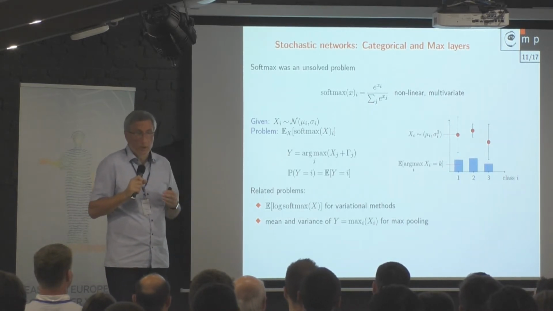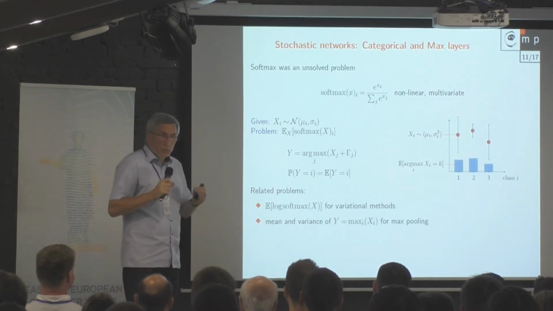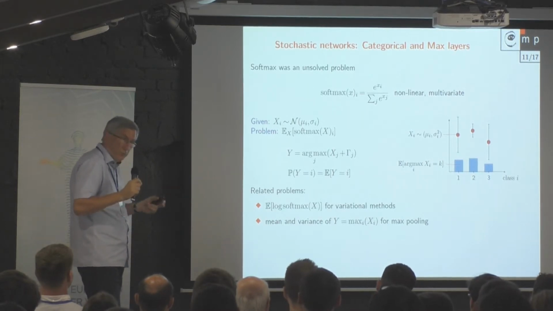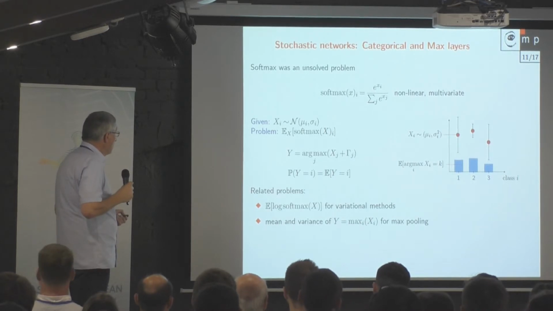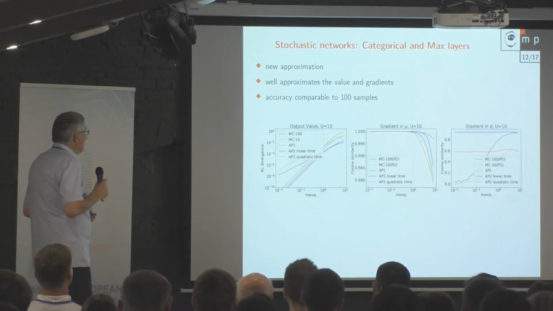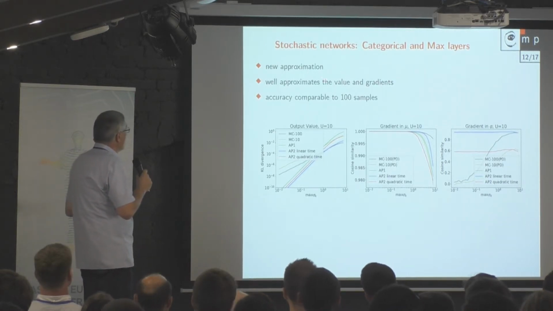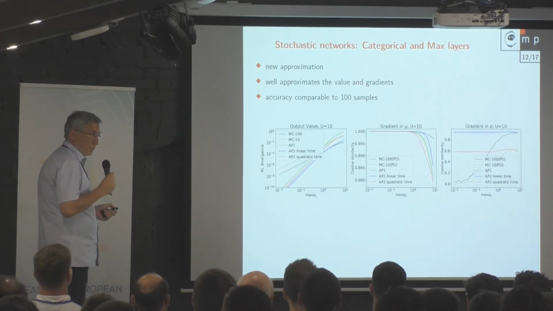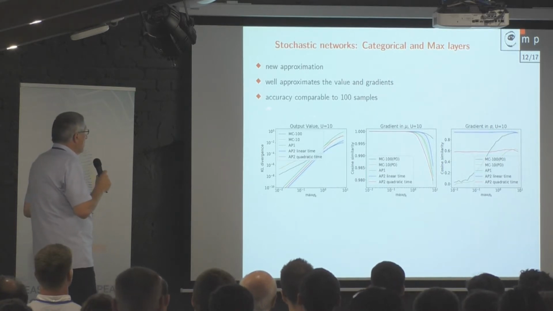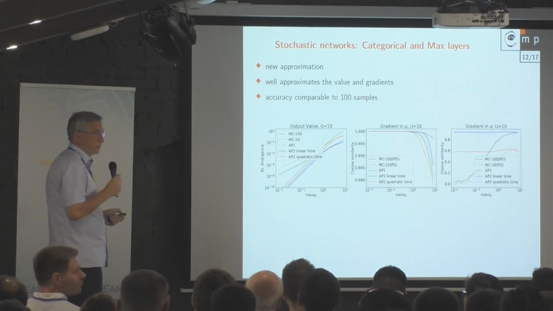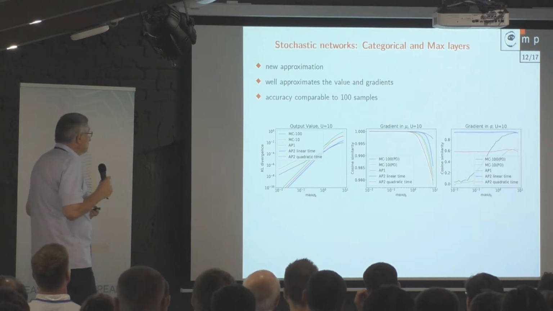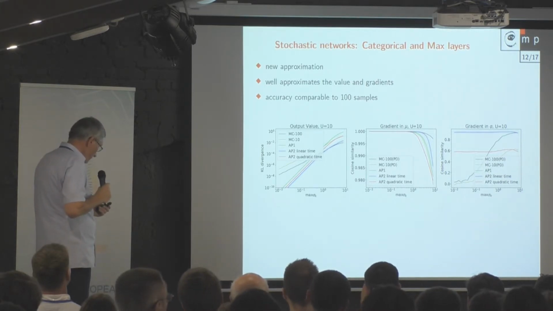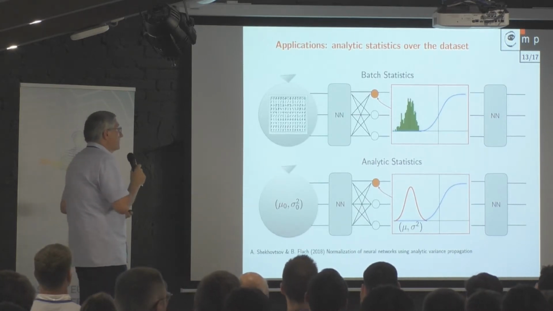So now if you have a standard network with ReLU or leaky ReLU or softmax, all the standard things, you can propagate means and variances through it using this, of course, approximately only. We have checked the quality of the approximation, so it's a new approximation, and it seems that it reasonably approximates the value and the gradients, because in the end we also need to compute gradients. The accuracy is comparable to sampling with 100 samples, roughly. Let's skip those curves, which are just showing this approximation quality, and let's go for some simple applications.